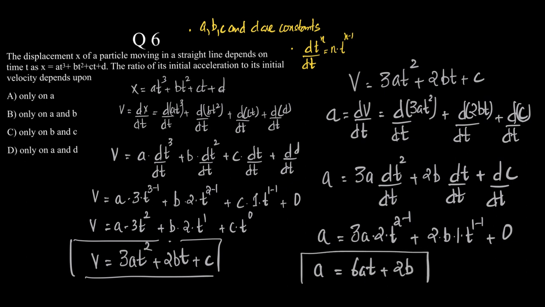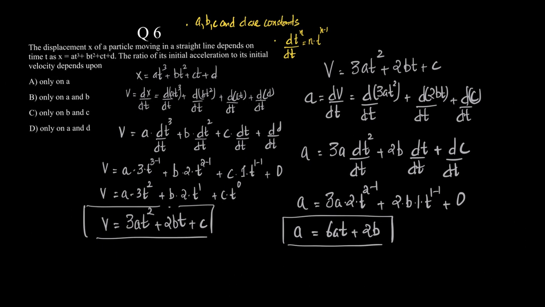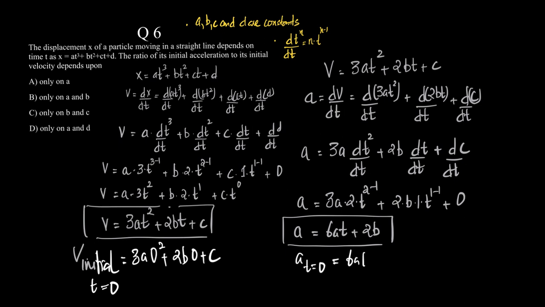So this is what we have, the expressions for v and a. Now the question is not to find the expression for v and a. It is to find out the ratio of initial acceleration and initial velocity. So v initial will be equal to v at t is equal to 0, which means 3a into 0 plus 2b into 0 plus c, and acceleration at t is equal to 0 will be equal to 6a into 0 plus 2b.